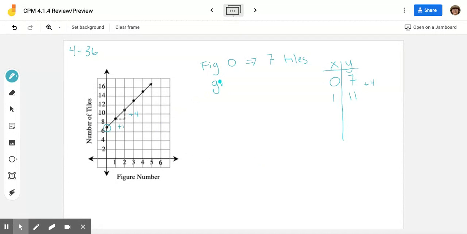So the growth is 4. So just to take this to the next step, if I wanted to write an equation for this, my growth is 4, so that's m, so 4x. And the figure 0 is 7, so it would be 4x plus 7 would be the equation for that.